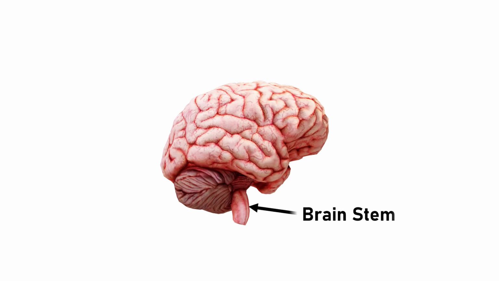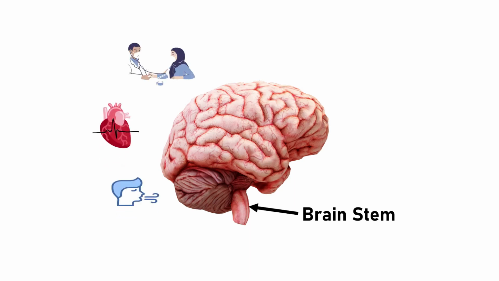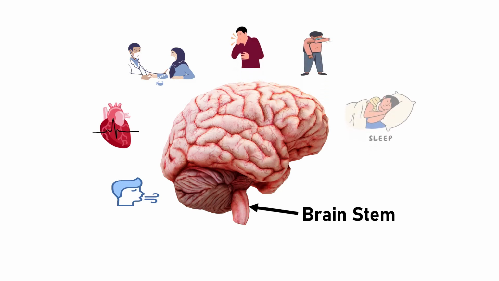At the base of the brain, there is a stalk-shaped structure that is known as the brainstem. The brainstem regulates body functions such as breathing, heart rate, blood pressure. It also controls reflexes such as coughing and sneezing. It also regulates the transition between sleep and wakefulness.